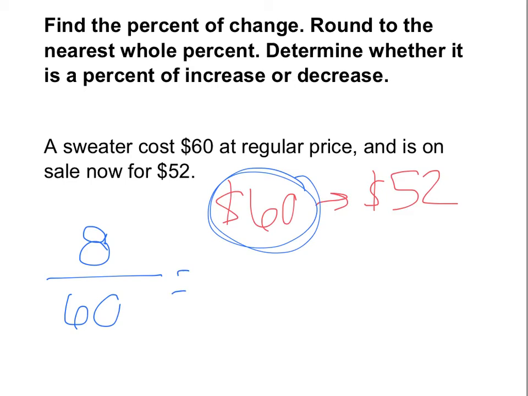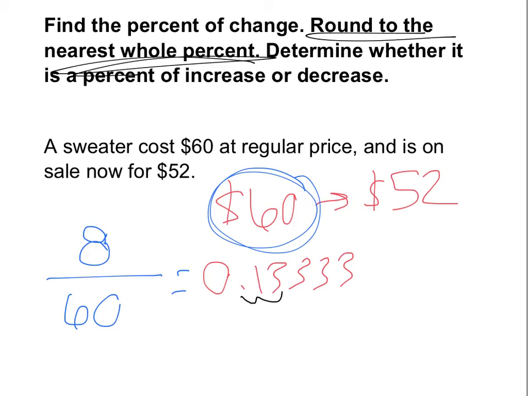On your calculator, 8 divided by 60 is 0.1333, repeating. We know that we need to move it over 2 spaces, and up here it says round to the nearest whole percent, so we'd write 13%.